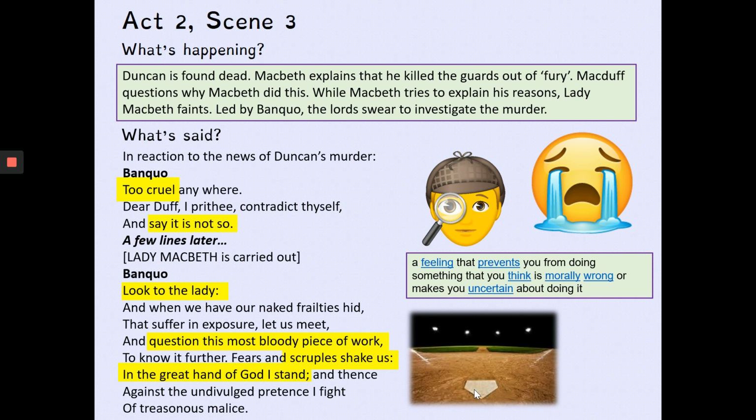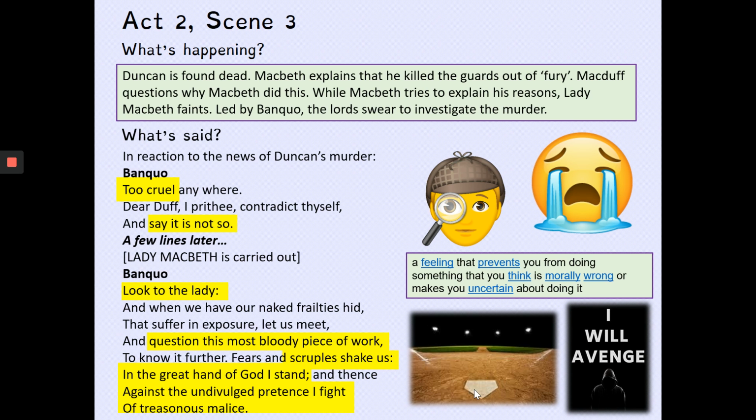Okay, so at this point, Macbeth is slinking off into the shadows. Lady Macbeth has fainted and been carried out. And Banquo steps up to the plate, to use a kind of sporting metaphor. He takes on the role of leader. He takes on the role of chief investigator. And he swears to avenge Duncan's death. Because at the end of that speech, he says, "Against the undivulged pretense, I fight of treasonous malice." So he's very clear there about what he wants to do, and that's to avenge the death of Duncan.